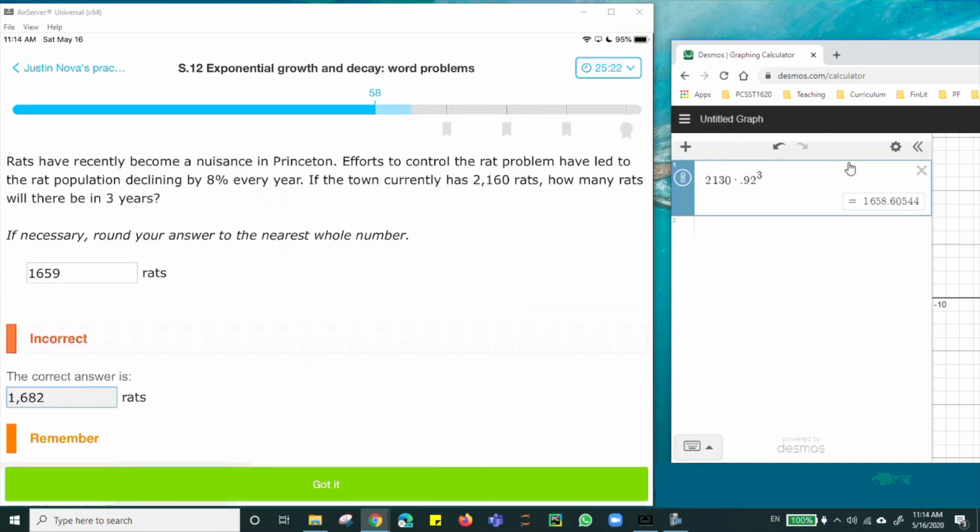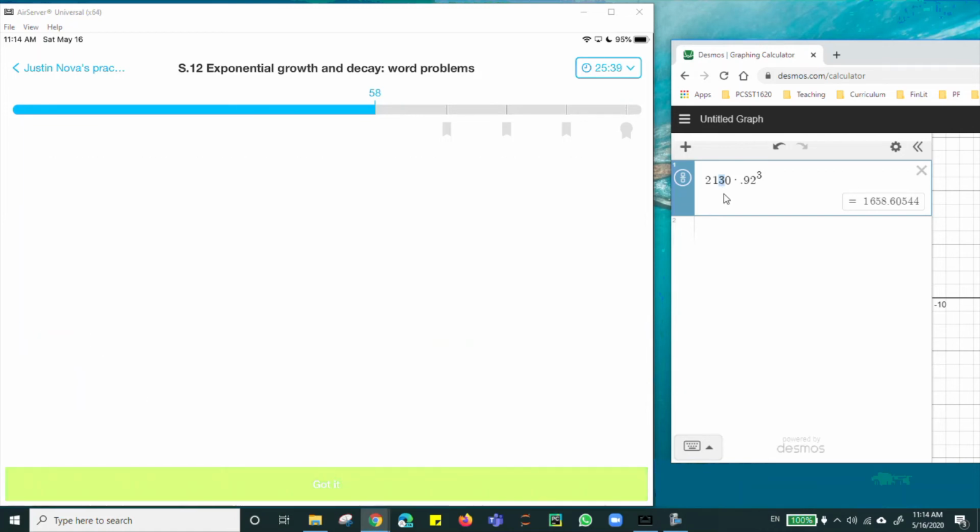And oh, something's wrong. 1682. Did I make a mistake? Let me double check. Oh, 2160. Sorry, I made a mistake. That's 2160. I put 2130. That's why. Okay, I see. Gotta be careful.